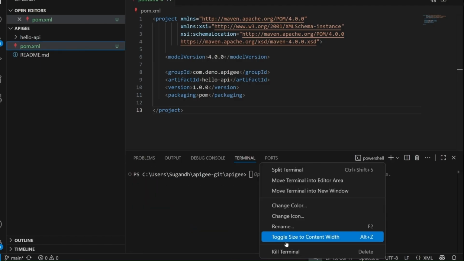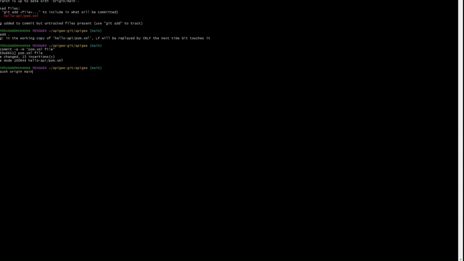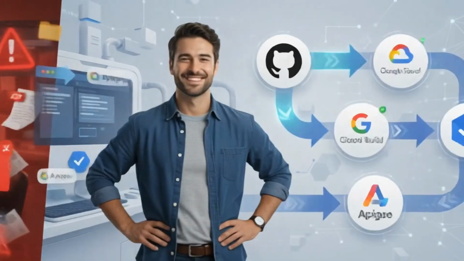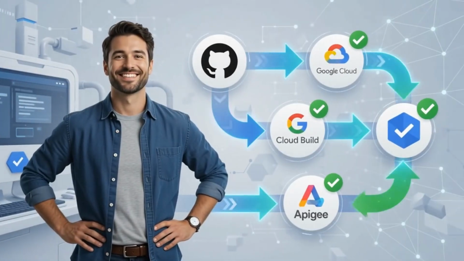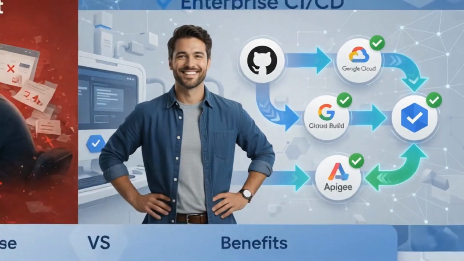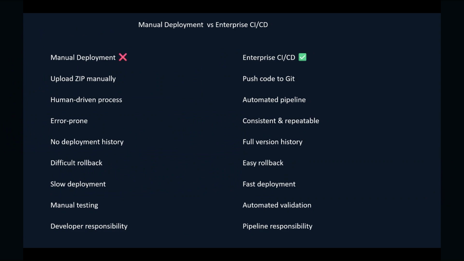Notice that in the manual process, success depends on the developer remembering every step correctly. In an enterprise CI/CD pipeline, success depends on the process. The pipeline performs the same steps every single time. That consistency is exactly why organizations trust CI/CD for deploying business-critical APIs.